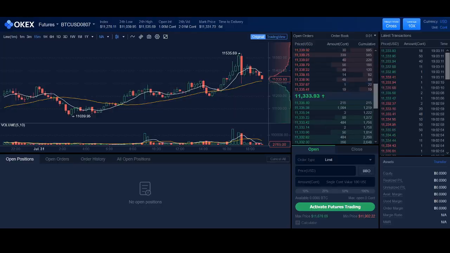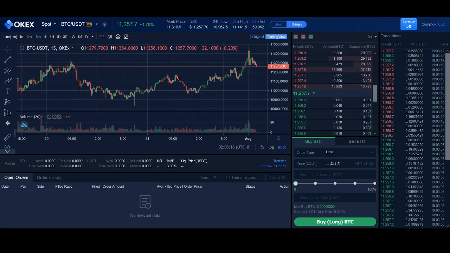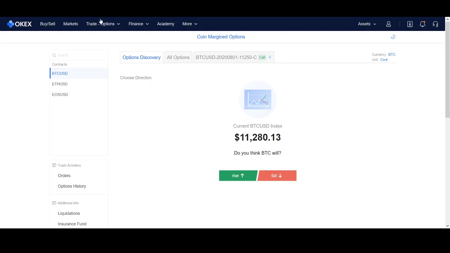So those are the key important points I wanted to share with you guys about the trading. This is the main bit. Finance: I've talked about earn, loan, and jumpstart briefly in the PDF. So if you're interested in earning and loaning, you can check this bit out.